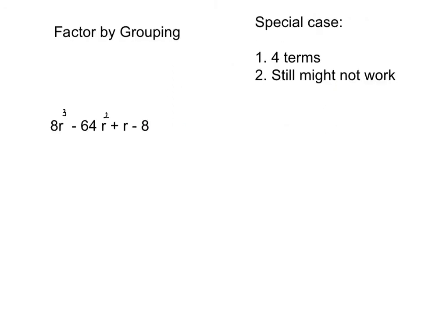So factoring by grouping is a special case. You have to have 4 terms. It still might not work. So it doesn't always work, but it's a nice technique if it does. And anytime you have 4 terms, this is something I would do before I grabbed my calculator.